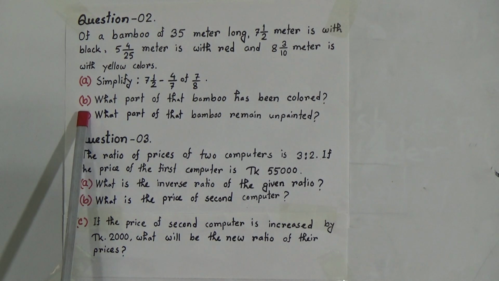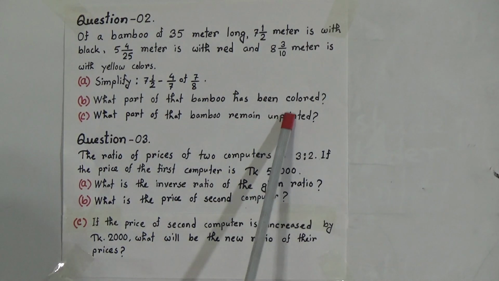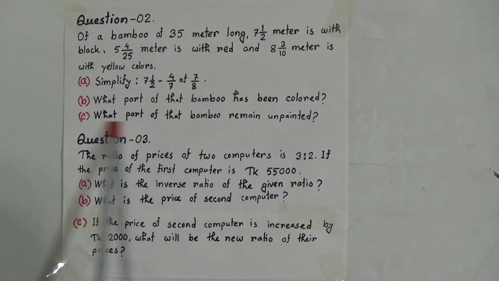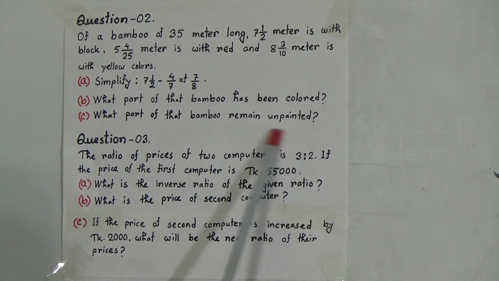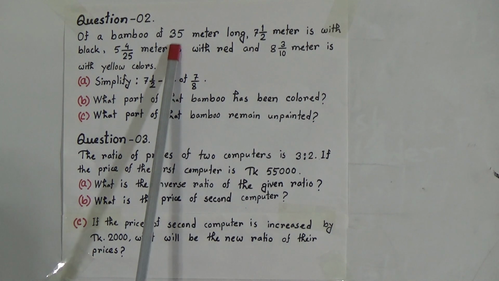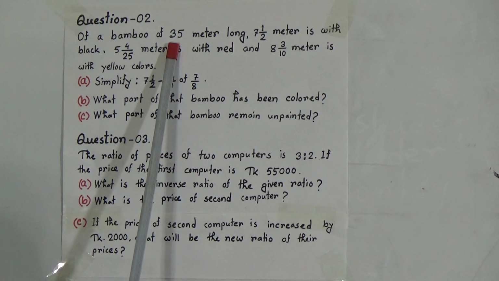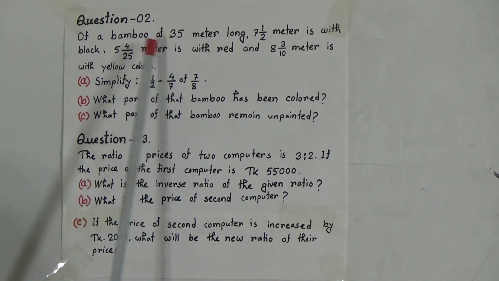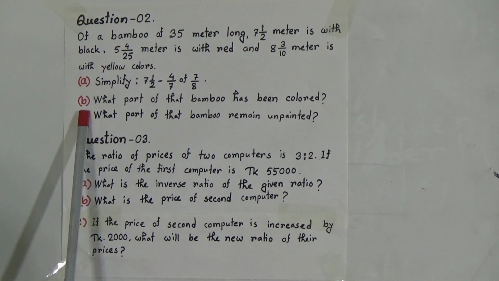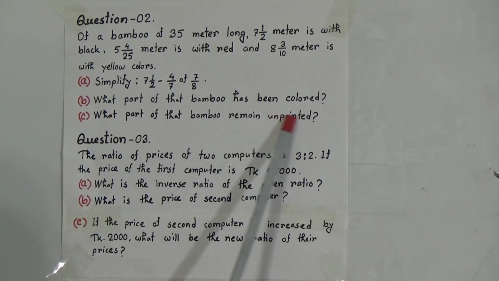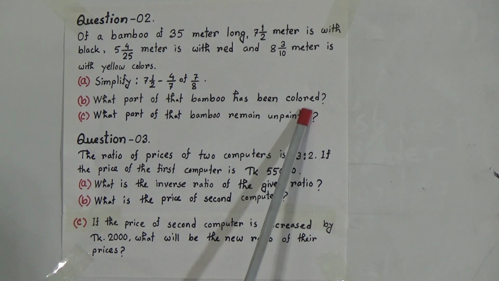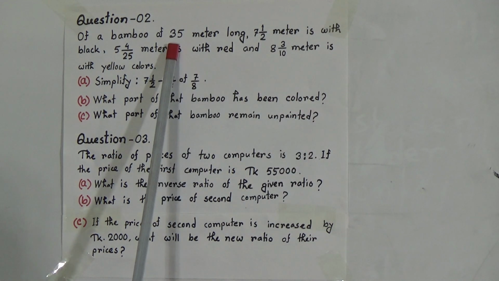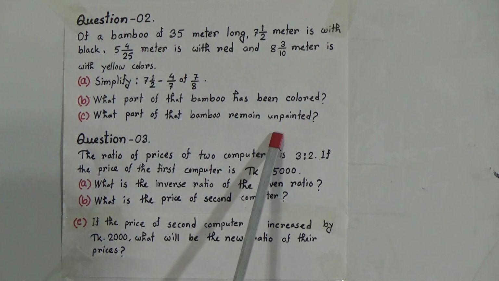In activity B, we have calculated which part is colored, and in activity C we have to calculate which part is uncolored. Unpainted means uncolored. The total length of the bamboo is 35, and the colored part we have found out in activity B. That means in activity B we found the colored part of that bamboo. This part we have to subtract from 35, then we will get the unpainted part.